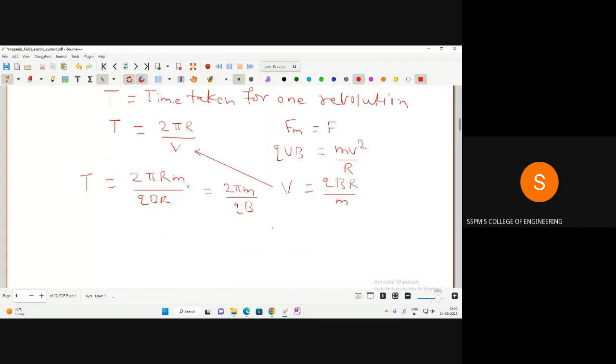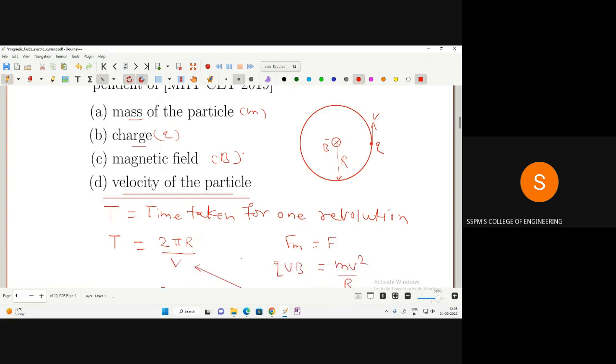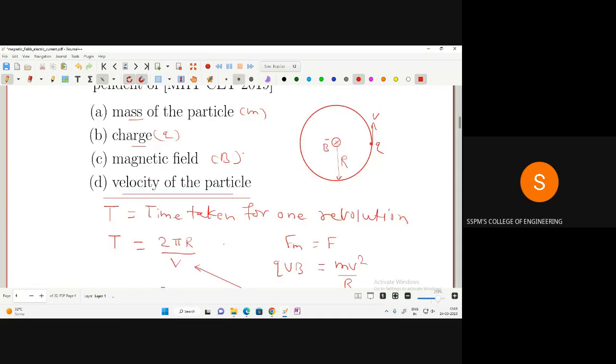It depends on the charge q, and it depends on the magnetic induction or magnetic field. But it is independent of velocity. We can see in the equation of the time period for one revolution of the charge that the parameter v is absent. So we can say the time period for one revolution of the charge is independent of the velocity of the particle. So option D is the correct option.